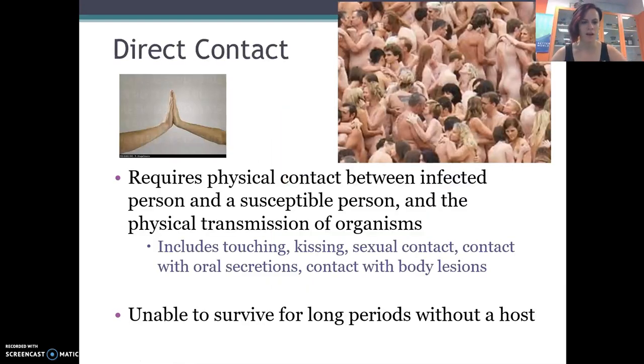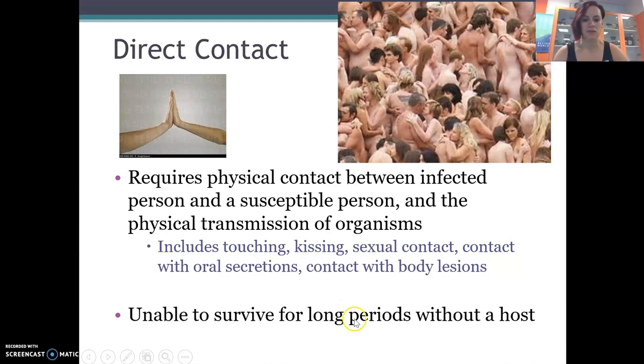Right, direct contact, really straight away, very simple, requires physical contact between an infected person and a susceptible person. So in this particular case, the chlamydia there is a perfect example of something like that, because we're talking here about touching, kissing, sexual contact, contact with oral secretions, or contact with body lesions, so an open wound or something like that. So very common for sexually transmitted infections to pass this way.